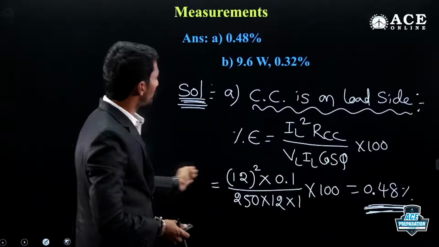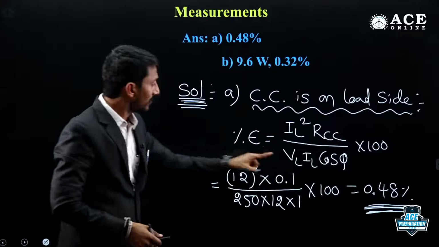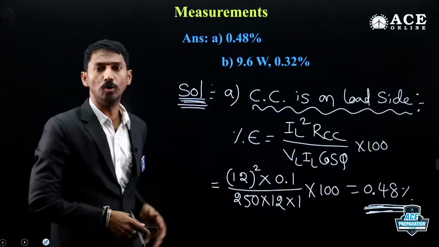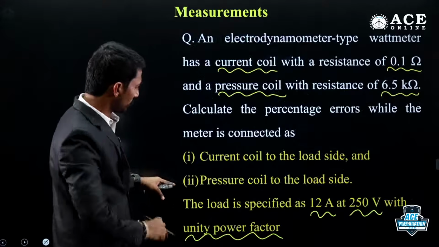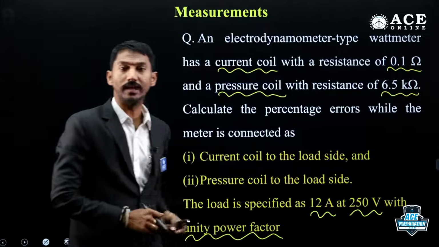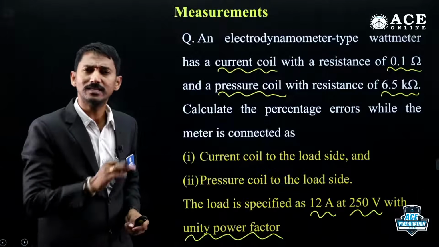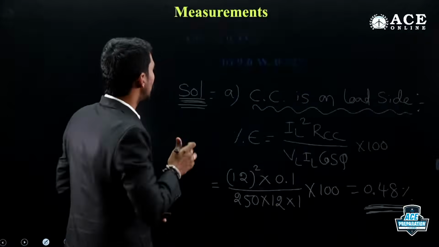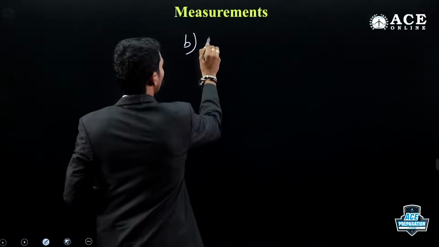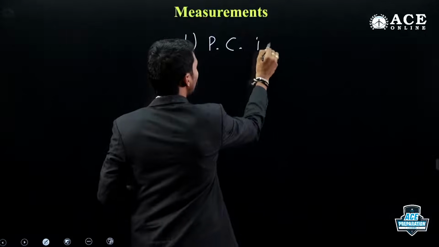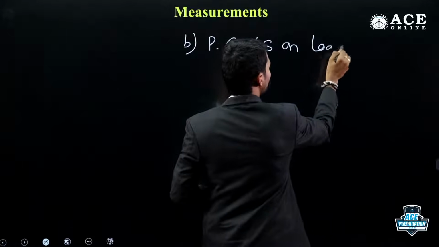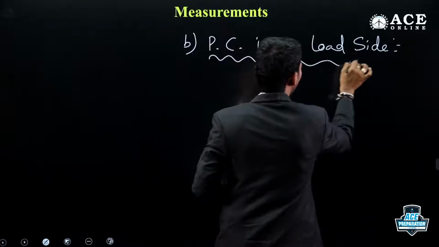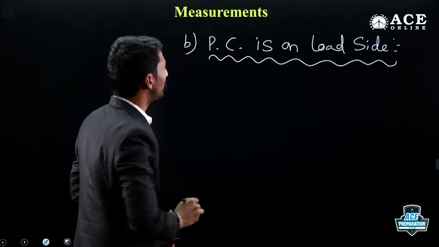Right. Now here, 0.48%. This is the answer for the first case, where the current coil is on the load side. Now, what is the second question? Pressure coil on the load side. If the pressure coil is on the load side, which short? LC short connection. So the second part is: potential coil is on the load side.